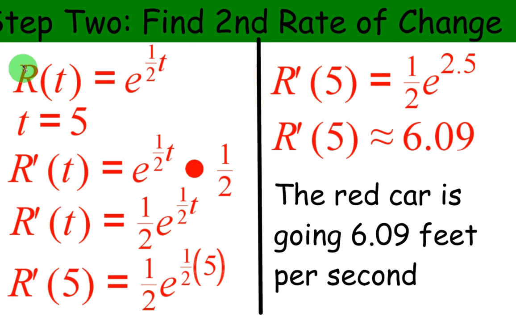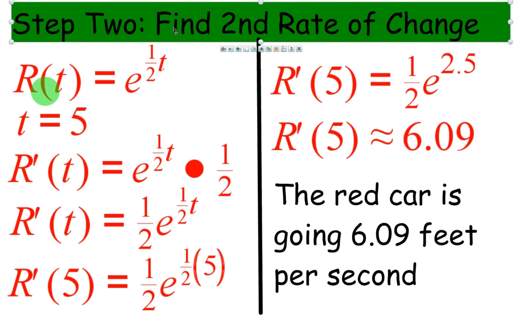Now here's what changes. And for whatever reason, that came off of the screen, so let's move that. Okay. The derivative is still 1/2 e to the 1/2 t, but when we plug in 5 and use our calculator, we get 6.09. So after 5 seconds, the red car is now going faster at 6.09 feet per second.